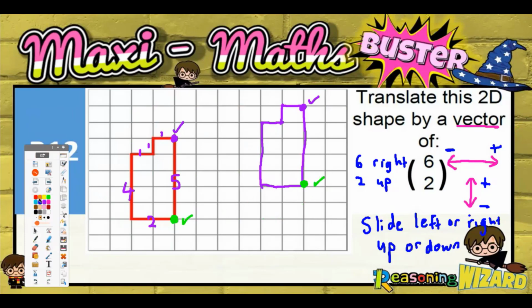And we'll pick one more corner just for good measure. Maybe we'll pick this one here, which corresponds to this one. So 1 right, 2 right, 3 right, 4 squares right, 5 squares right, 6 squares right, and 1 square up, 2 squares up. So that also works. So we've correctly translated the shape by a vector of 6 to the right and 2 up.